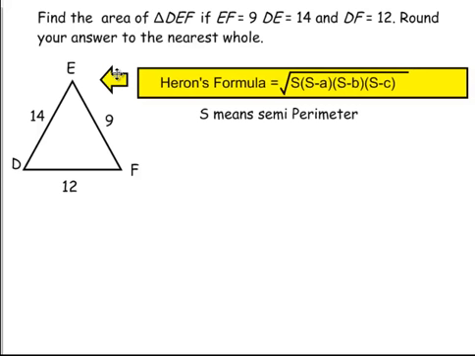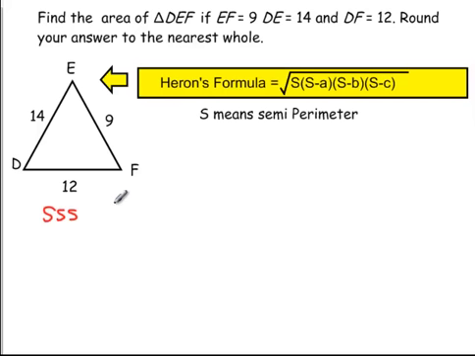The capital letter S here means semi-perimeter. So that just means take half the perimeter. And I take the square root of the semi-perimeter times the semi-perimeter minus one side, the semi-perimeter minus another side, and the semi-perimeter minus the third side. So this is a special formula to use when we have a side, side, side.